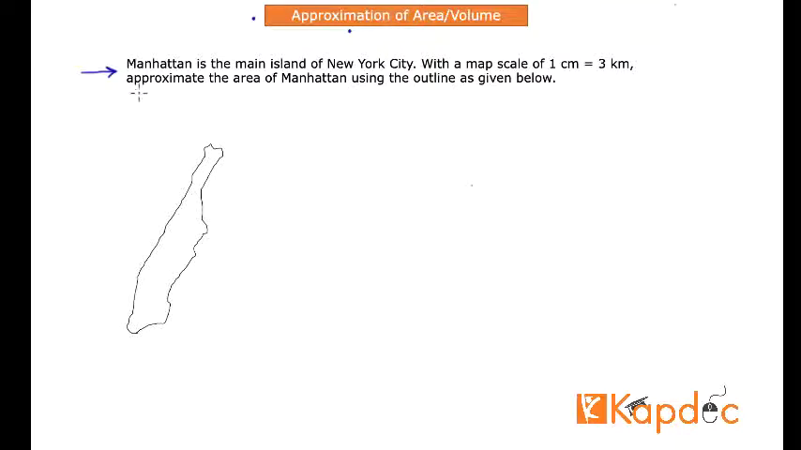And one such example is right here in front of us, where we are required to calculate by approximation techniques the area of Manhattan, right? And Manhattan is the main island in the city of New York, okay? And we have been given this scale that 1 centimeter is equal to 3 kilometers. For the purpose of this tutorial, we are not going to go into the details of how we got this scale, but we will just simply use it.